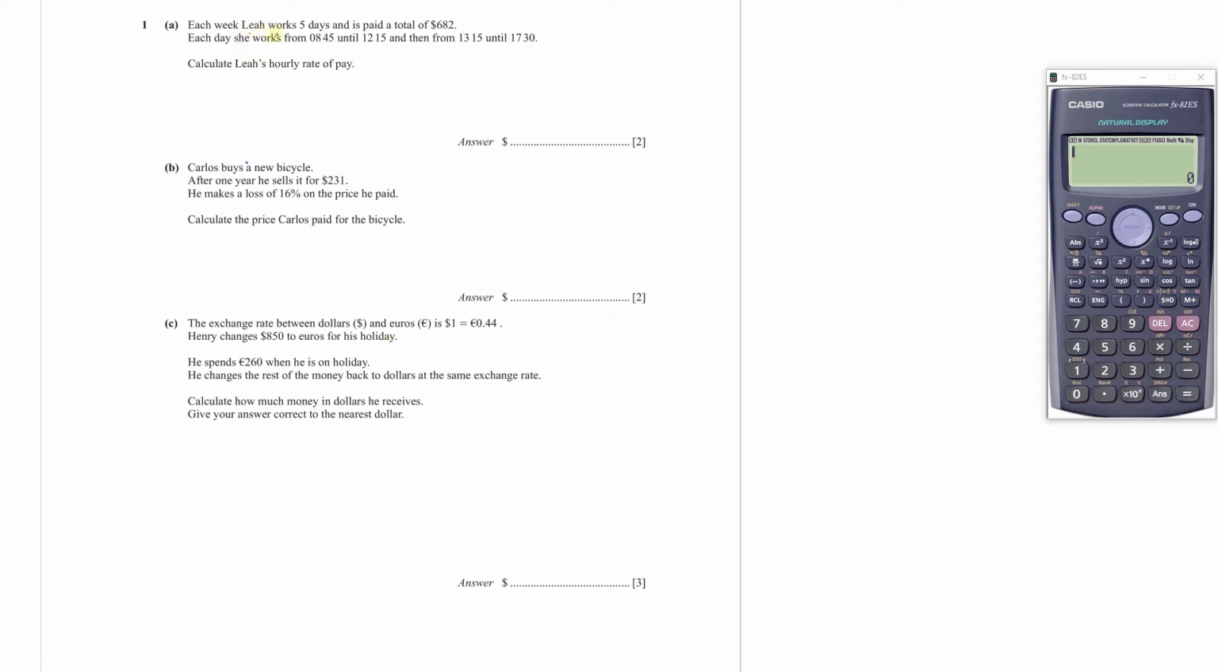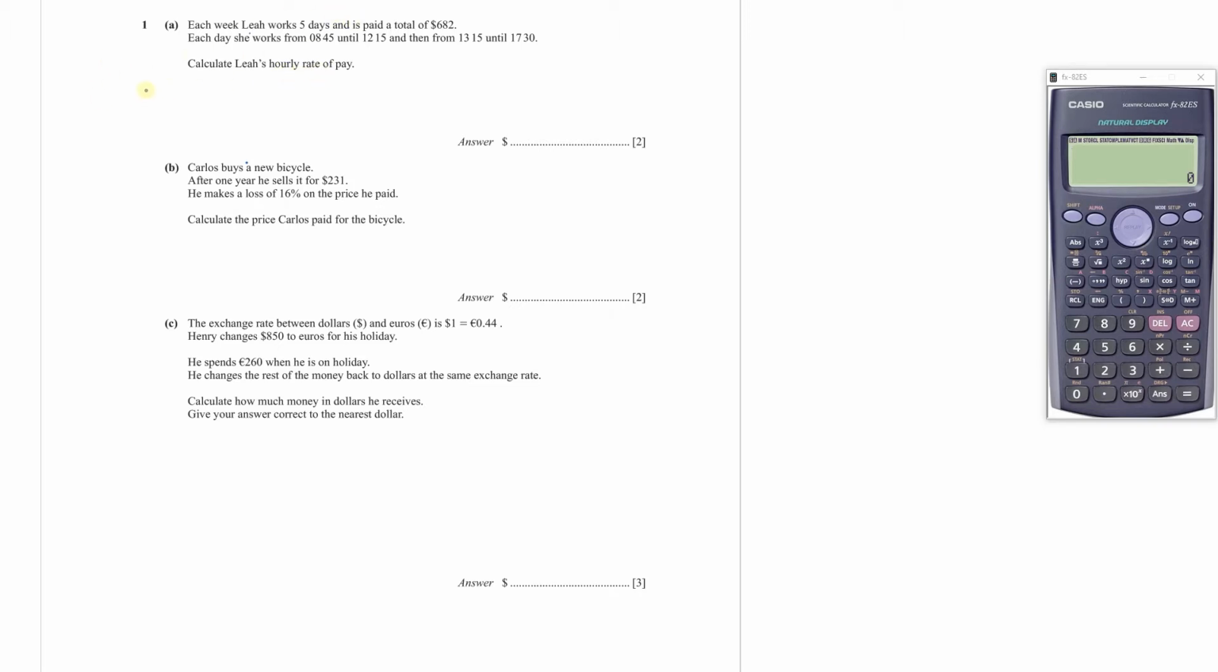Each week, Leah works 5 days and is paid $682. She works from 8:45 until 12:15 and then from 13:15 until 17:30. Calculate her hourly rate of pay. So this pay that is given is for 5 days. So first we will calculate the pay for one day, and then we can calculate the number of hours she works each day to calculate the rate of pay, which is the hourly rate of pay.